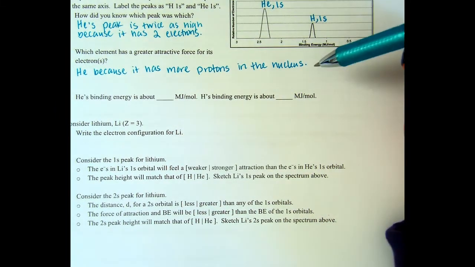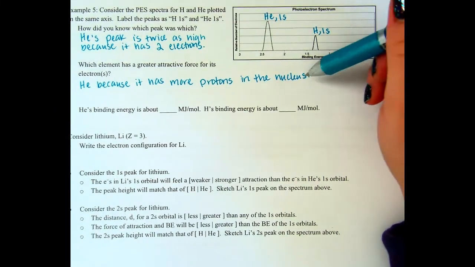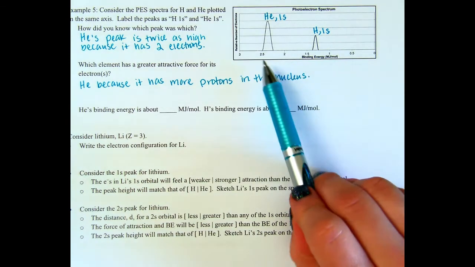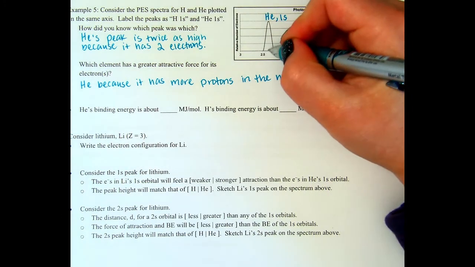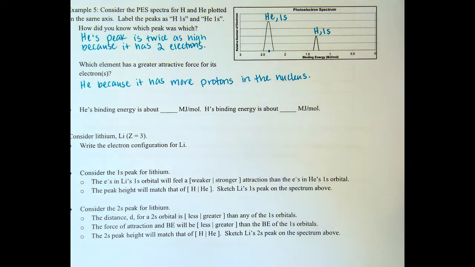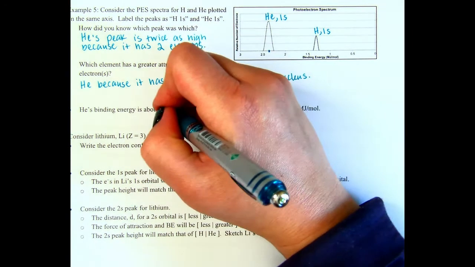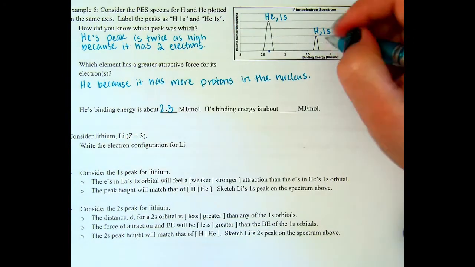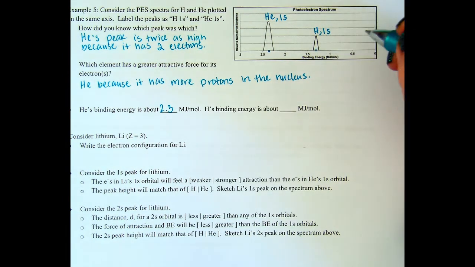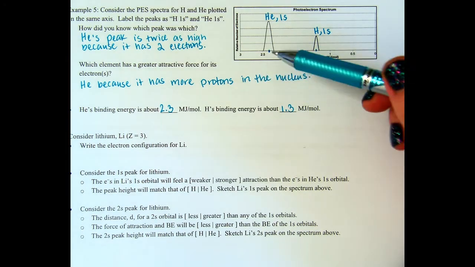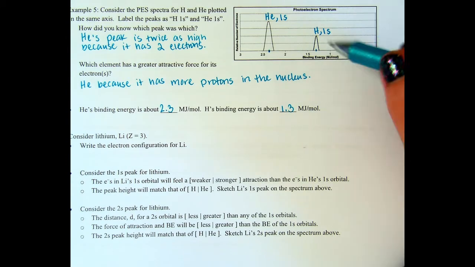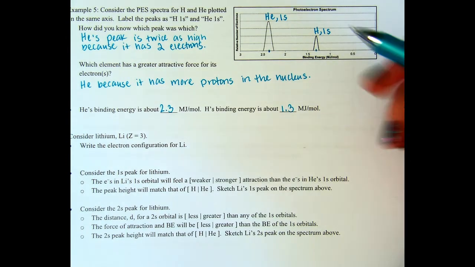So next one, we're going to read our graph. Helium's binding energy is about how many megajoules per mole? Let's see. If I look about here, it's between 2 and 2.5, roughly here. I'm going to call that 2.3-ish. And hydrogen's binding energy, right at the top of the peak, I'd say is about 1.3. If we look at the actual numbers in published data, helium's is actually 2.37, which we couldn't really tell from here, and hydrogen's is actually 1.31. But this is close enough.